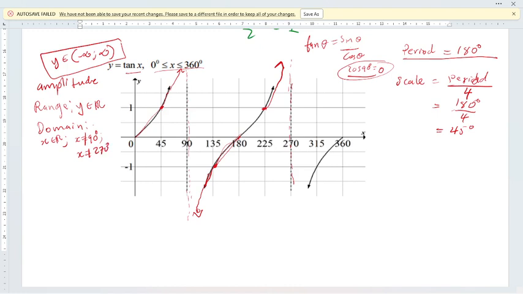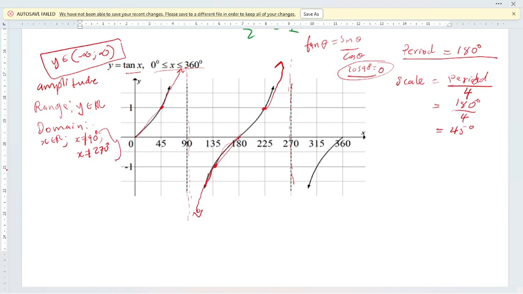Anyway, x cannot be those values, because the graph does not exist at those values. The asymptote is at 90, and the graph approaches it but never touches it. So for 90 and 270, the graph does not exist again.